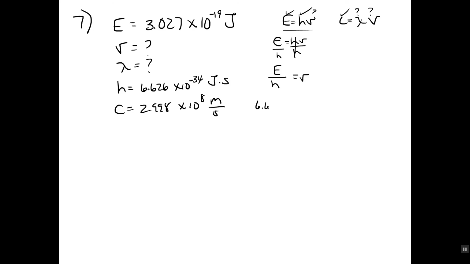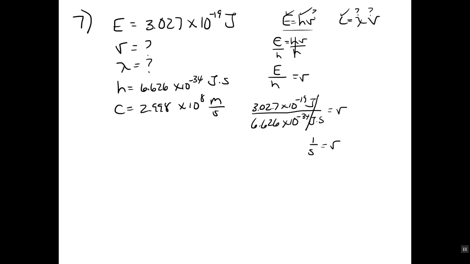And now you plug them in. 6.626 times 10 to the negative 34th joule seconds. Oh, I'm sorry. I put the wrong value on top. That is H. My bad. Good thing I used an eraser. 3.027 times 10 to the negative 19th joules over 6.626 times 10 to the negative 34th joule seconds equals frequency. Joules cross out, so you get 1 over S. Again, a good unit for frequency.